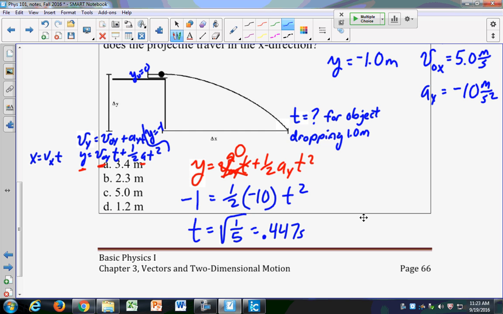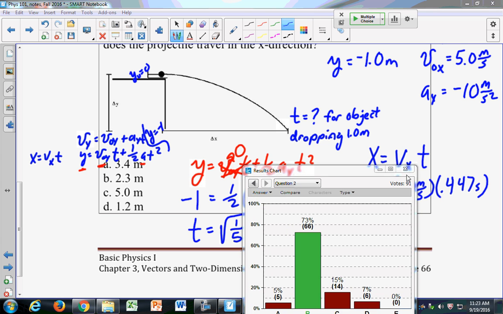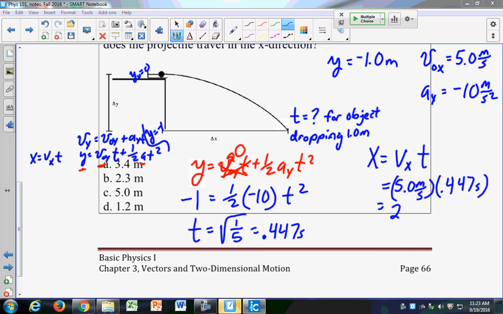And then I want to solve for x. X is equal to Vx times t. Just simple kinematics, no acceleration. It's just chugging along at 5 meters per second for 0.447 seconds. And so that must be, what did we put? Oh yeah, which is equal then to 2.3.